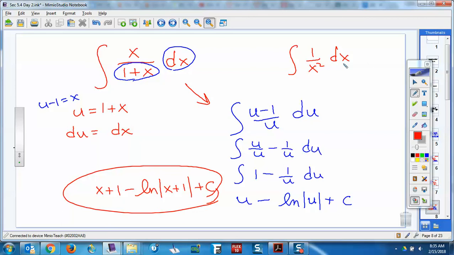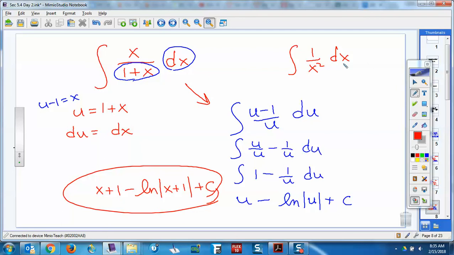if you did a power rule on u to the negative 1, what would you get? U to the 0 divided by 0, which you can't do, right? So u to the negative 1, you cannot do a power rule on, right? And that's why it's ln. So that's the only time. So be careful of that because people sometimes will do that.